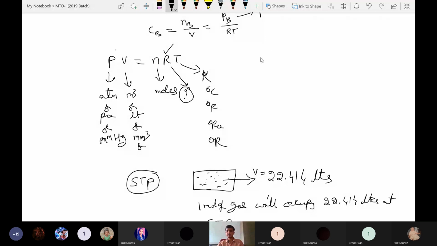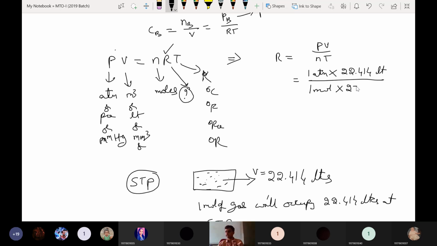So PV is equal to nRT. From this equation we can write R is equal to PV by nT. What is the P at standard temperature and pressure conditions? 1 atmosphere. And volume is 22.414 liters, as 1 mole will occupy 22.414 liters. So that is for 1 mole, into temperature. At standard temperature and pressure it is 0 degrees centigrade, so 0 plus 273.